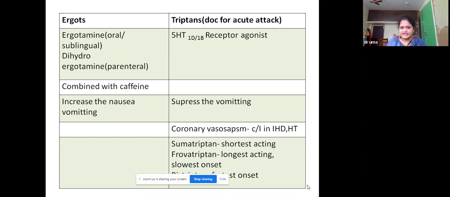But the major disadvantage with ergot is it increases the nausea and vomiting which occurs in migraine. The advantage with triptans is that they also suppress the vomiting. But the disadvantage with triptans is that they cause vasospasm in the coronary vessels also. So they are contraindicated in ischemic heart disease and hypertension. Sumatriptan is the shortest acting. Frovatriptan is longest acting but slowest onset of action. Rizatriptan has the fastest onset of action.